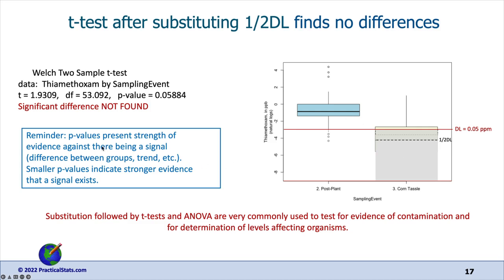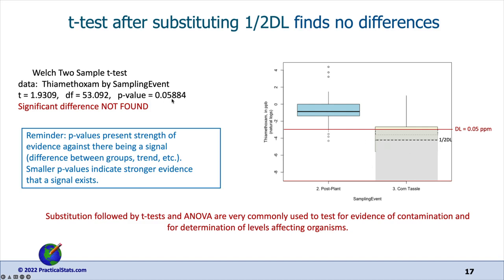So I want to remind you of what a p-value has been considered. It's the strength of evidence against there being a signal. So it's the strength of evidence against there being a trend, or against there being a group difference. So when this p-value is smaller and smaller, there's less evidence against the signal, and so more evidence that there is a signal, that there is a difference in this case between the two groups.